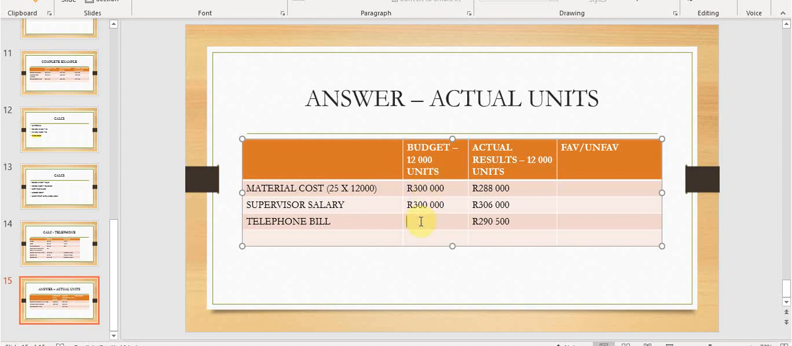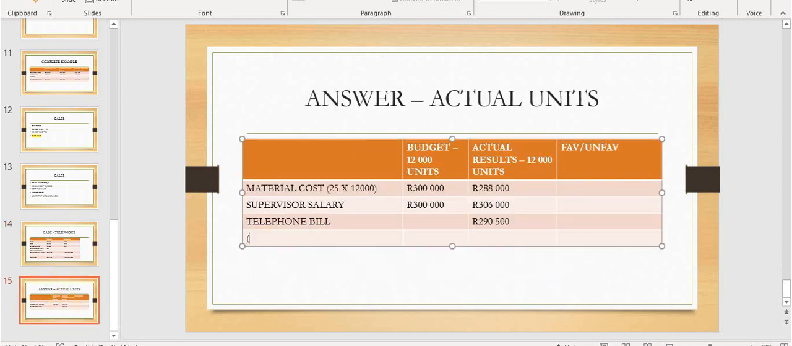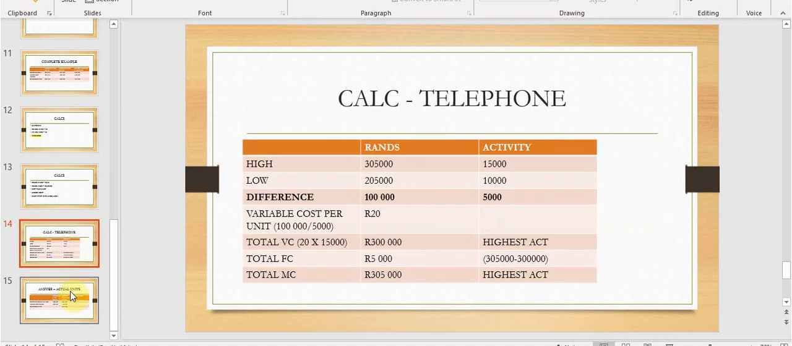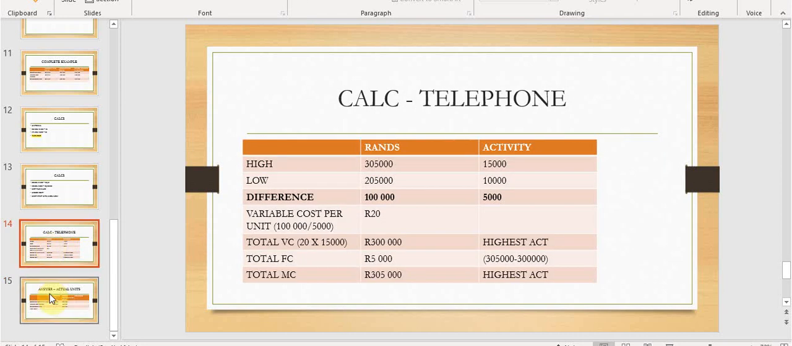Right, then the telephone bill. We need to go and estimate the telephone bill. So in order to do that, we need to go back to our block calculation. I believe our variable cost per unit was 20 Rand and our fixed cost was 5,000 Rand. So in completing this calculation, it is the 20 Rand times the actual activity level, 12,000 units, and to that we need to add the fixed cost, a total of 5,000.